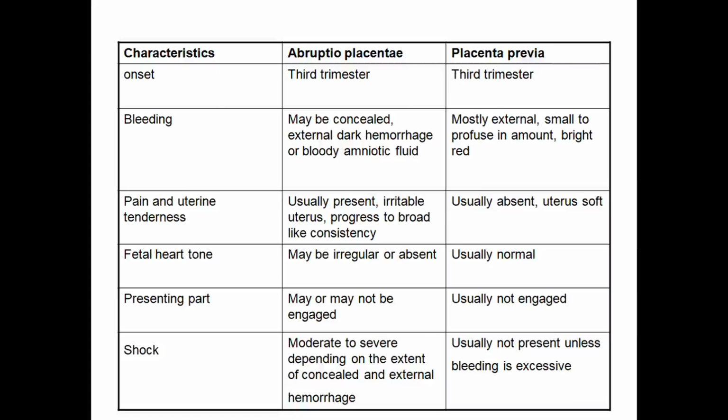This is the differentiation between abruptio placenta and placenta previa. Differentiation based on onset, bleeding, pain and uterine tenderness, fetal heart rate, presenting part and shock.